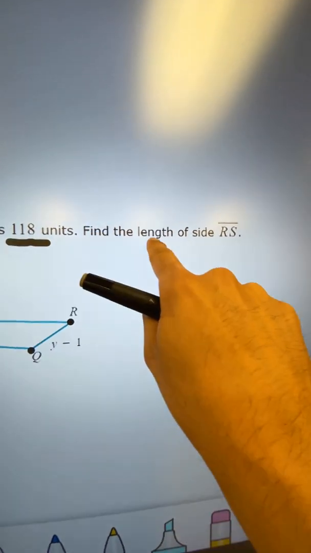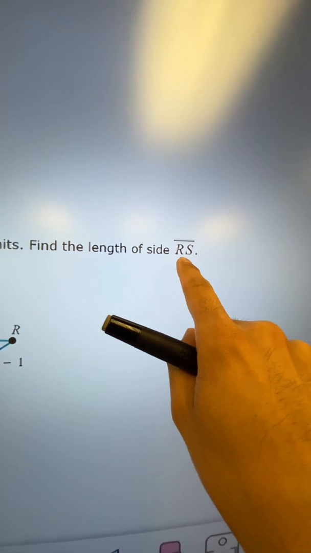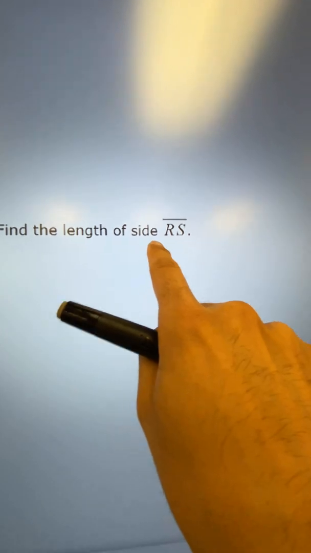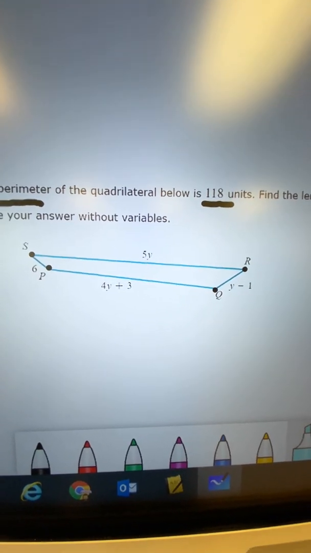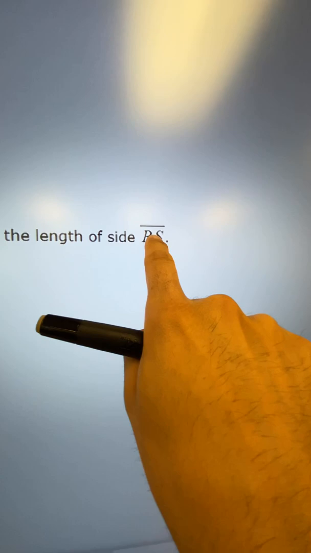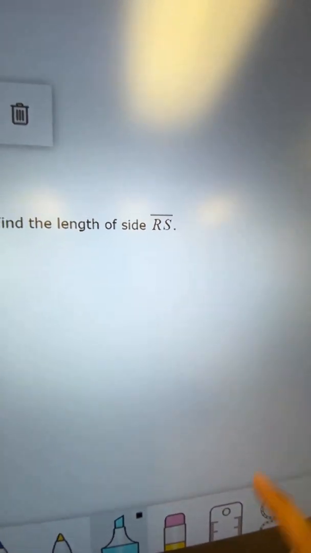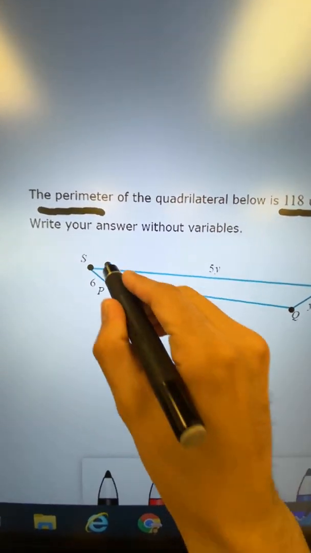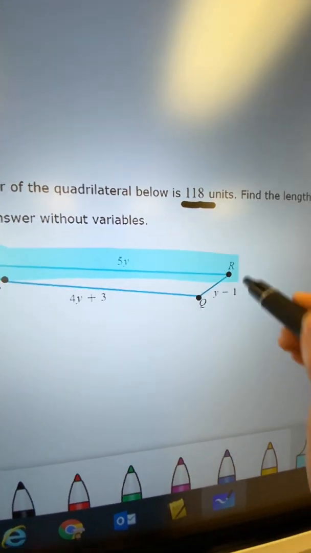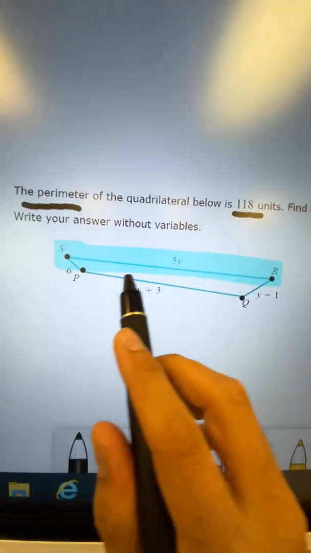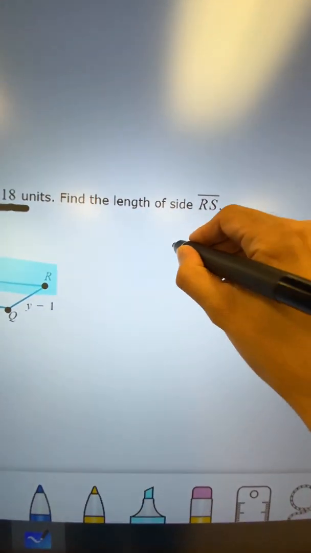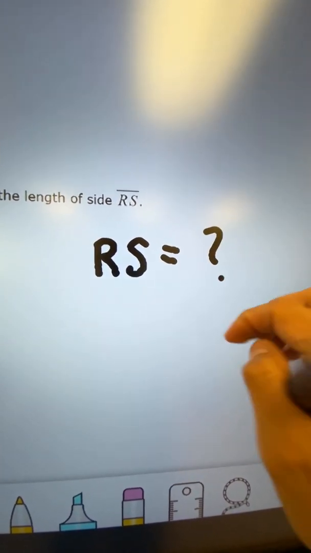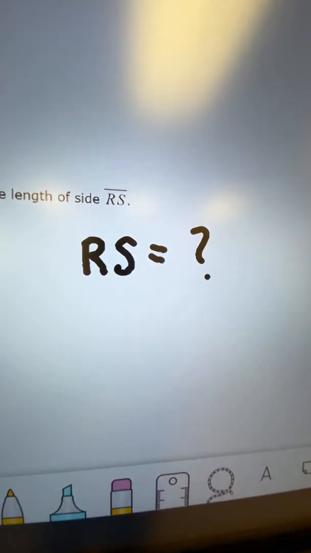So they're saying find the length of side RS. So notice the instructions are different. Notice we have the variable y, but it doesn't say find the value of y. It says find the length of RS. So if you look at your picture, what this is saying is look at the side that has those endpoints, R and S. That's this endpoint here and this endpoint here. So they're asking us to find the length of this side here, which is represented by 5y. So one of the things I recommend is to make a little note to the side. RS equals, and you've got to find out how much that is. So that's the goal. How much is the length of this side RS?